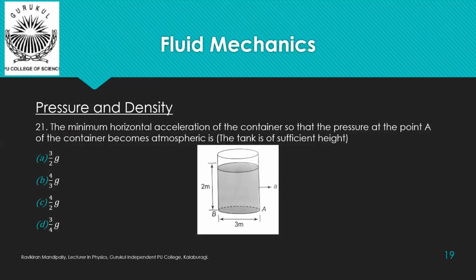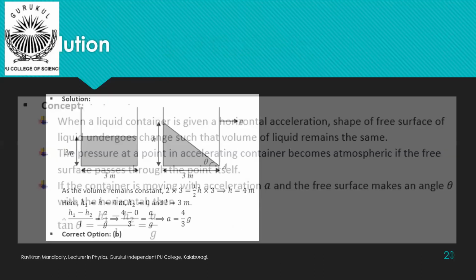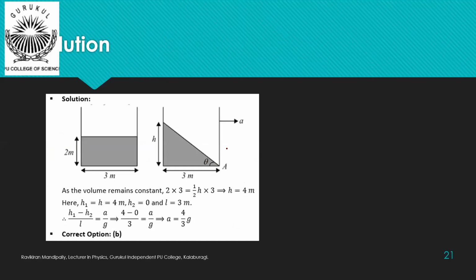Then, question number 21. The minimum horizontal acceleration of the container so that the pressure at point A of the container becomes atmospheric is. So here the pressure at point A should be atmospheric. That means, as we already know, the condition should be like this. So here at point A, there should be no liquid above, and initially the height of the liquid in the container was 2 meters, but now it would become totally 4 meters.